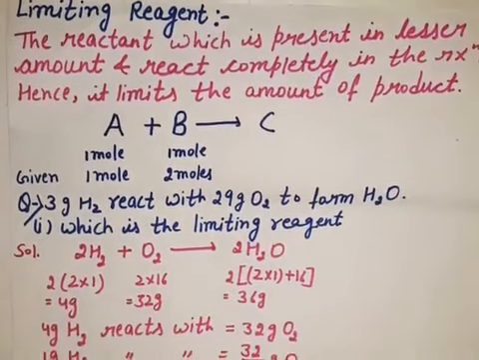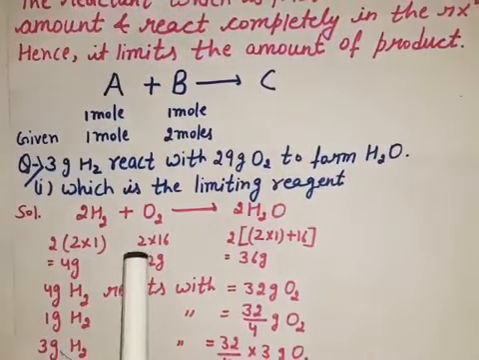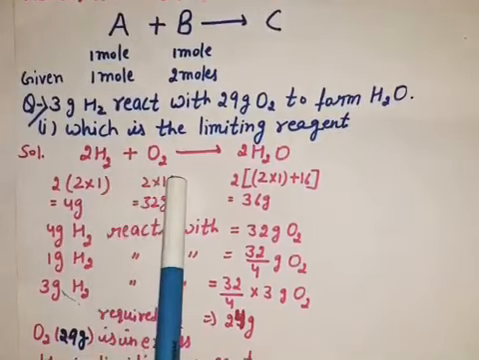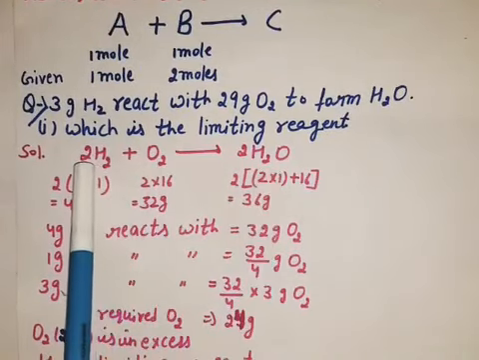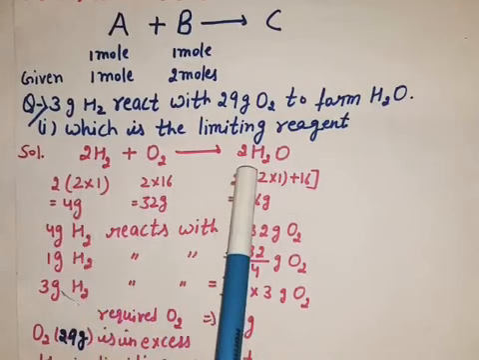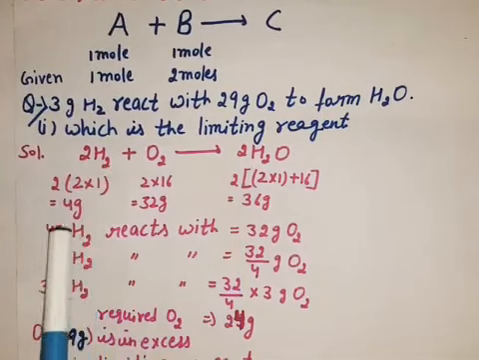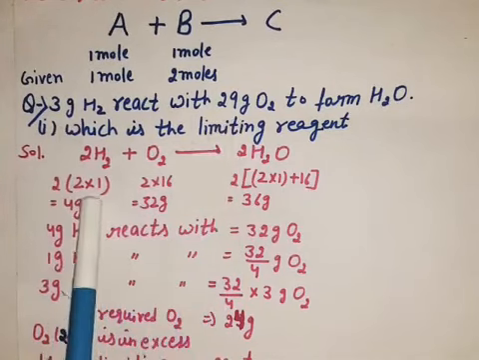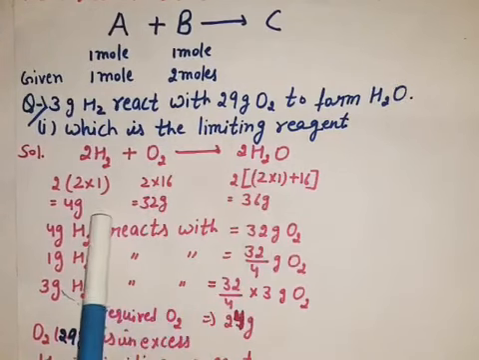Before solving the question, you have to write the chemical equation. So here we will write the chemical equation. Hydrogen plus oxygen will give water. When you balance this equation, you will write 2 here and 2 here. So the stoichiometric coefficient here is 2 and here also 2. Now the question is in gram, so you will also write the amount of hydrogen, oxygen and water in gram.